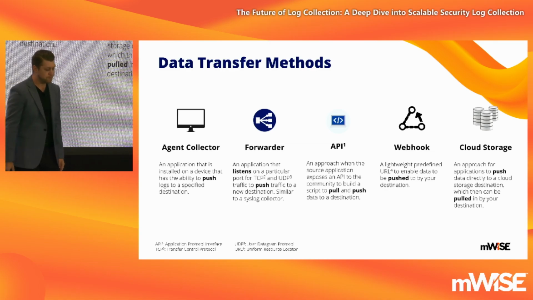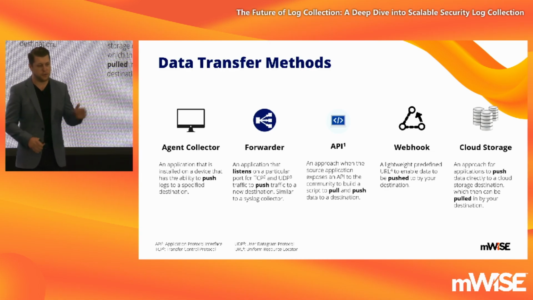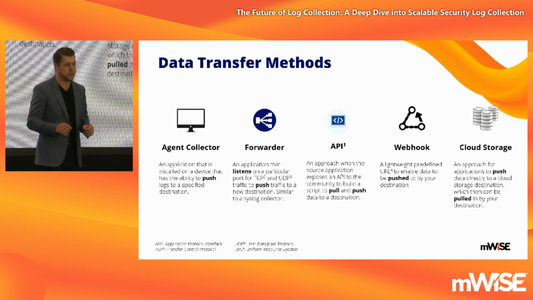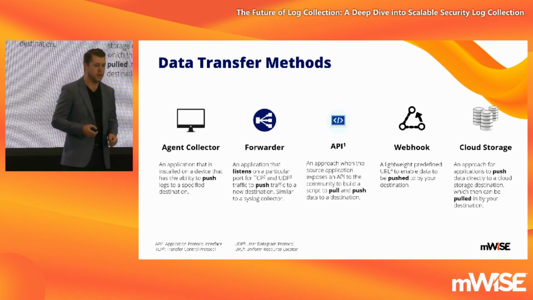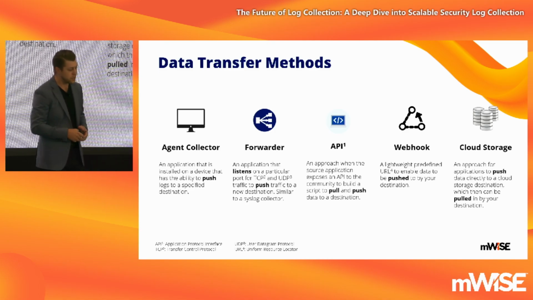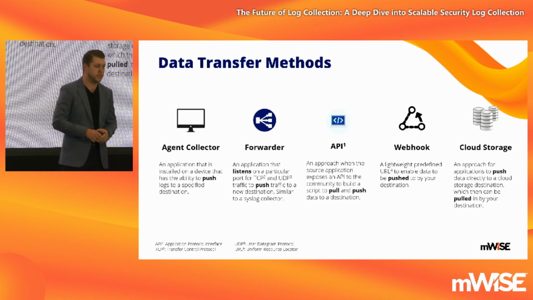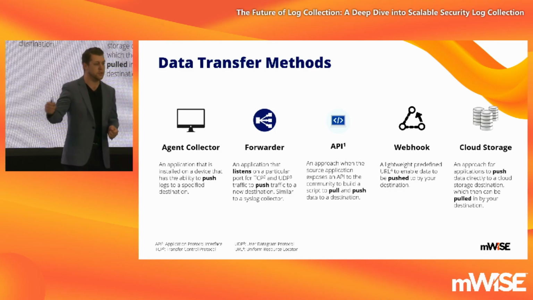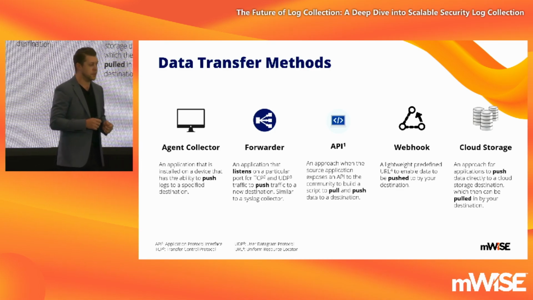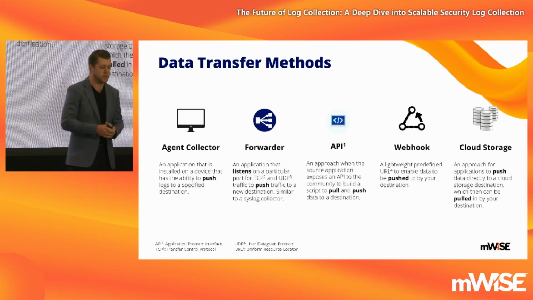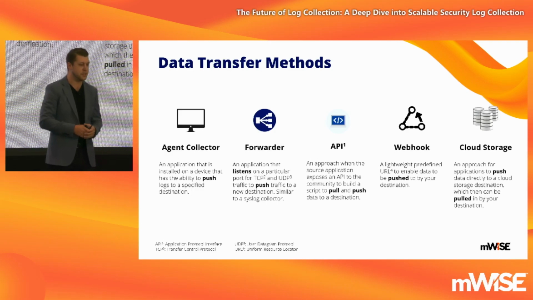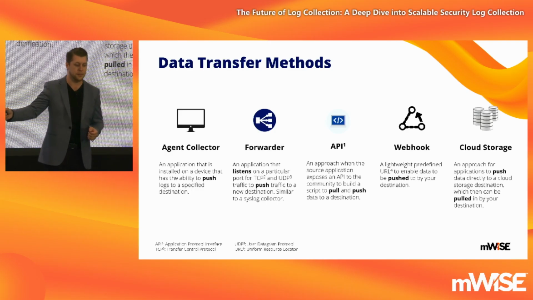So moving on. If we're talking about moving data from point A to point B, there are a number of ways to do that. However, I like to put this under a specific umbrella of either a push or pull method. So if we're looking at an agent collector, this is something where you're installing a piece of software on a device locally to read log files and pushing the data to a defined destination. If we're looking at something like a forwarder, a typical syslog forwarding infrastructure, this is listening on a TCP IP address, as well as being able to push to the destination that's defined.